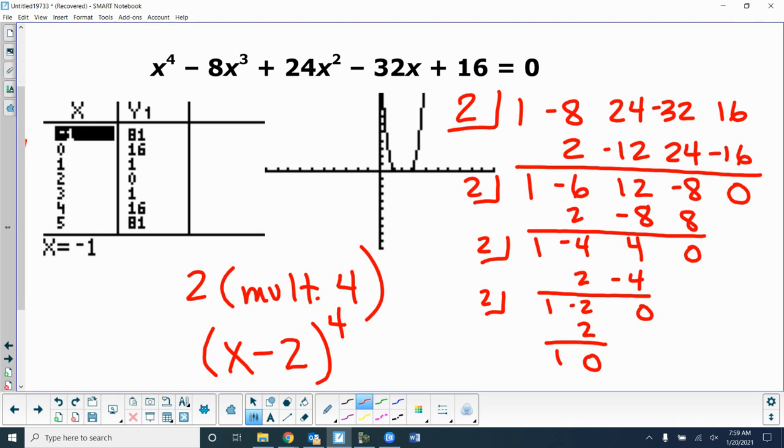That's kind of a backwards way of factoring something. All right? So basically, this week, with this type of problem, you can put it in your calculator and find the zeros. If it bounces off, it works at least twice. If it goes straight through, it works once.